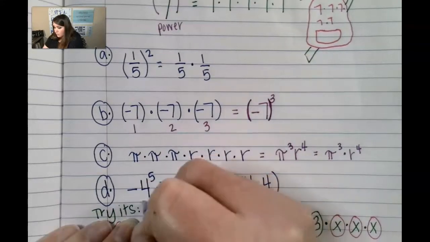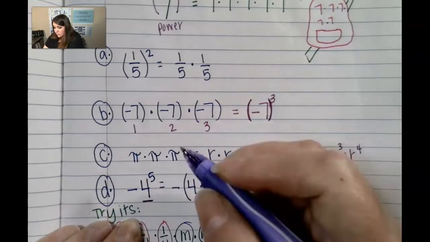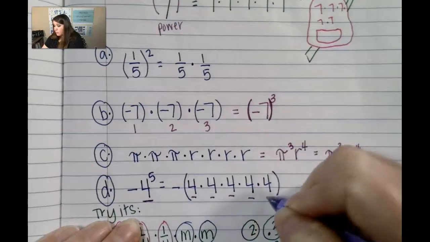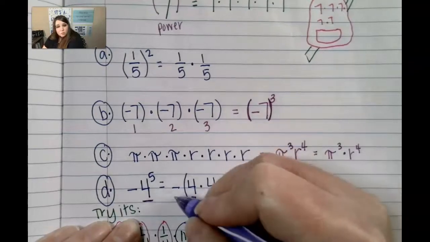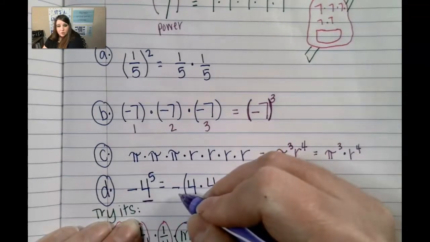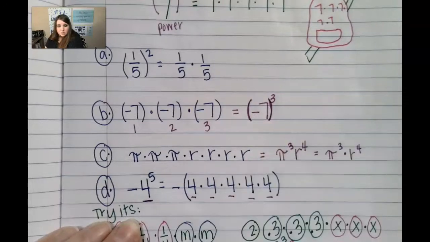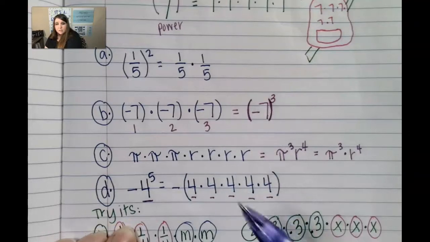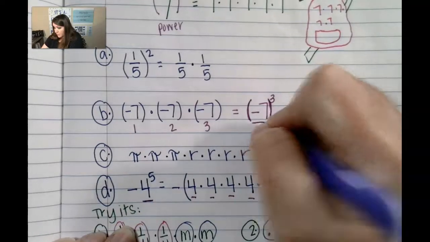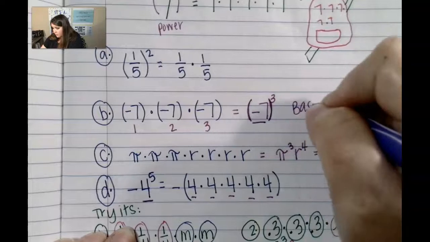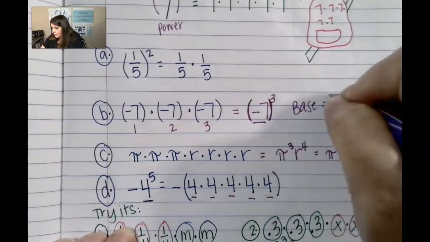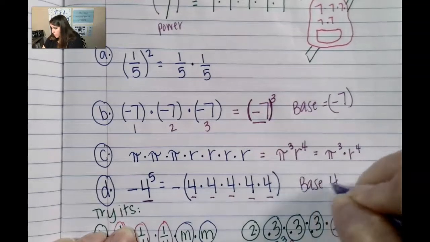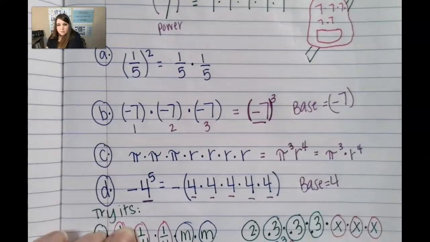Here, only the 4 is the base. It's all about the 4, about the 4, about the 4, and then we just slide the negative sign over. Okay, so the difference here comes within the parentheses. The whole thing over here, that's the base. The base here is -7. Here, the base is 4. Okay, so there's some differences there.